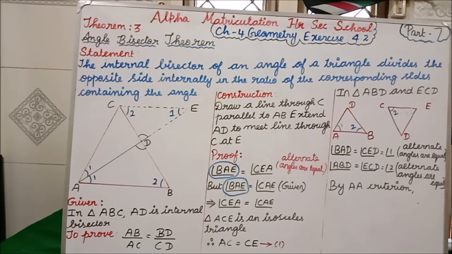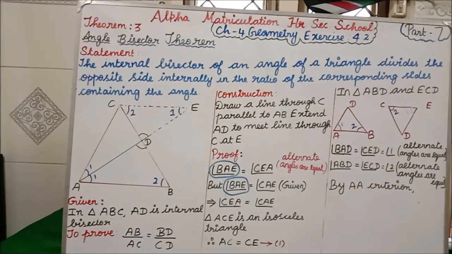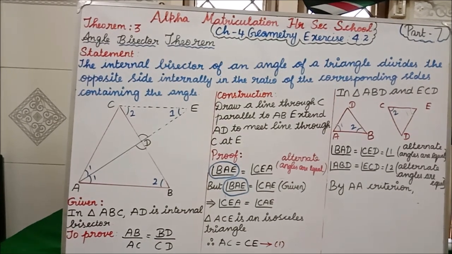AA criterion, or sometimes we can say AAA criterion, or then what? AA criterion. Then what criterion we have seen? Yes sir, SAS criterion. SAS criterion means side angle side criterion we have seen. Then the last one is what? SSS, side criterion of similarity we have seen. Isn't it? Now by using AA criterion, we are going to say that these 2 triangles are similar.